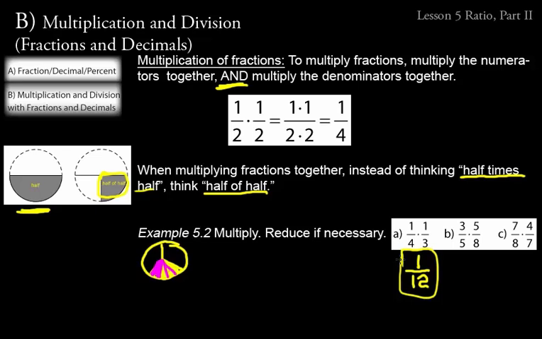3/5 times 5/8. Now, here's something important to recognize: in multiplication, order doesn't matter, right? 3 times 5 is the same thing as 5 times 3. So as long as you're multiplying these fractions together, you can move things around. So let's just move the 5 and the 3 and say 5 times 3 instead of 3 times 5. Do you notice now we have a 5 over a 5, and that's just equal to 1? So we're really doing 1 times 3/8, which is 3/8. So we can cancel those similar factors out like that if you see those in the numerator and denominator.